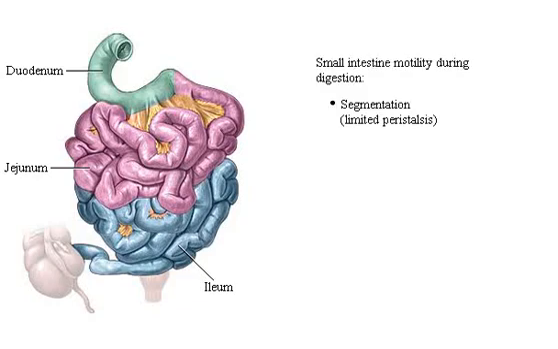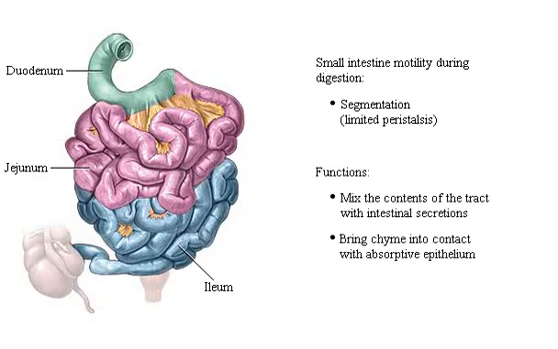In summary, the type of motility in the small intestine during digestion is segmentation accompanied by limited peristalsis. Segmentation mixes the contents of the tract with intestinal secretions and brings chyme into contact with the absorptive epithelium.